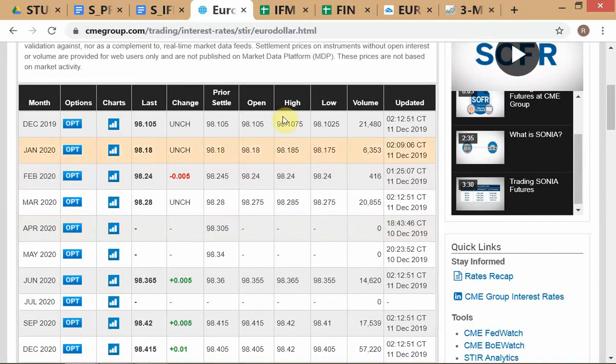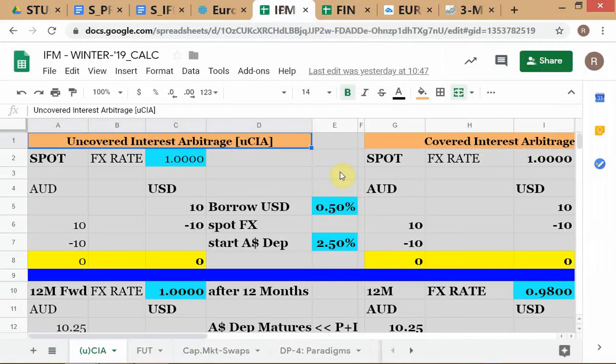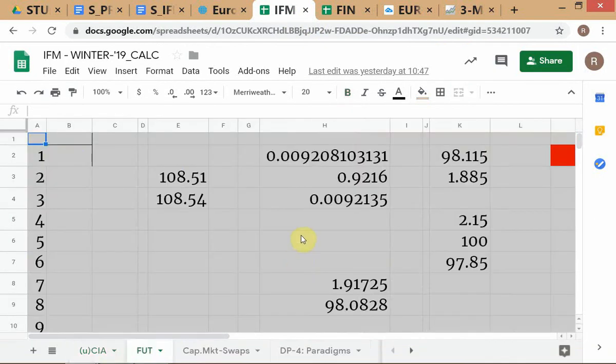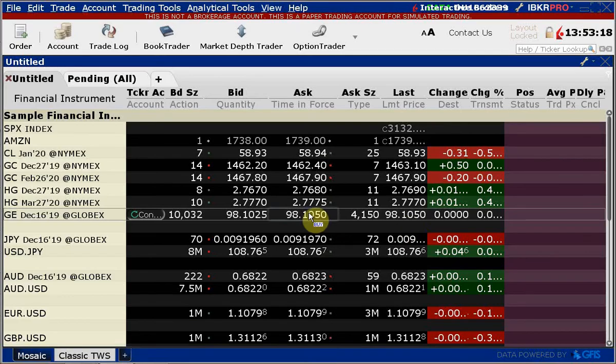So first, understand what the EuroDollar futures price represents. If you remember when we looked at our calc sheet, we went into futures, right? So when you have a price like this, 98.11 half, the December price has now dropped a little bit. So it was 98.11 half.